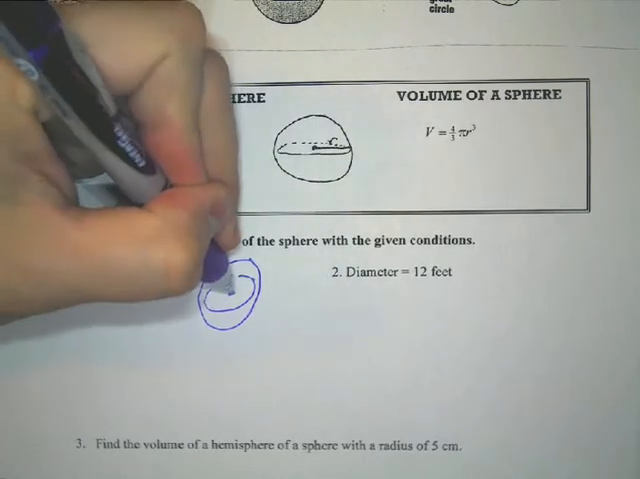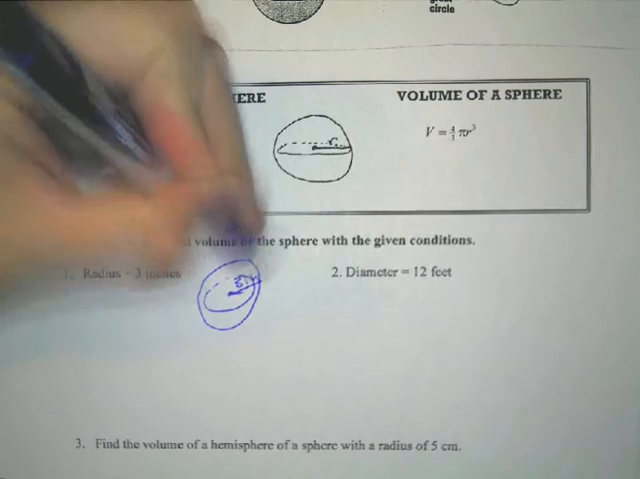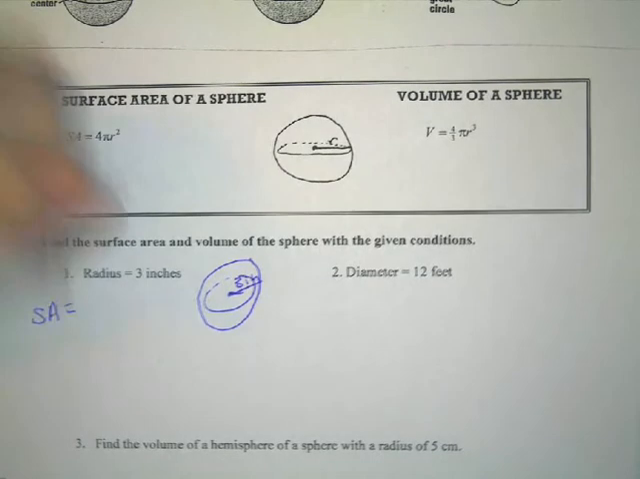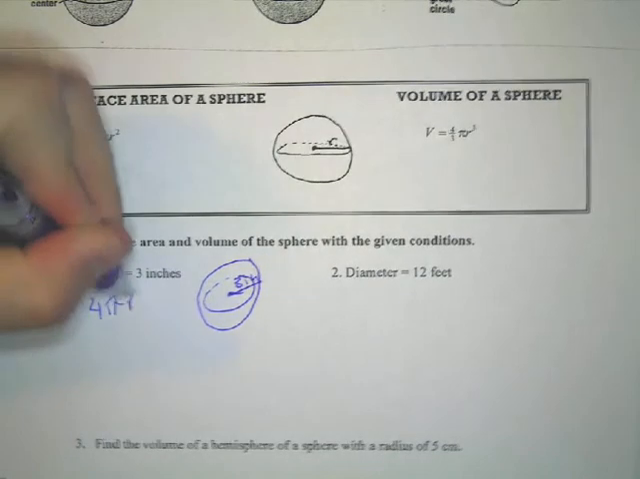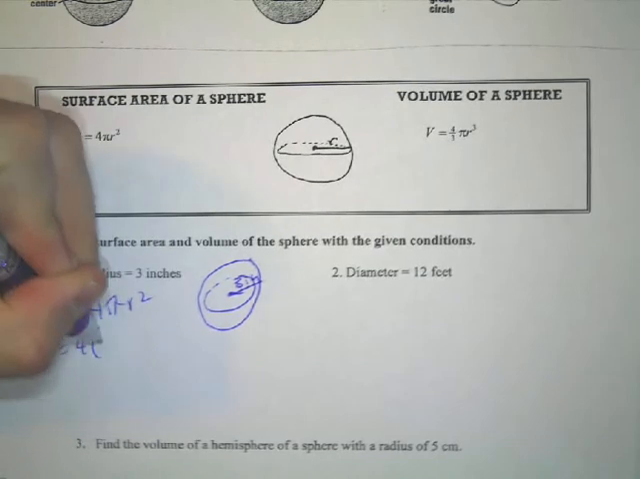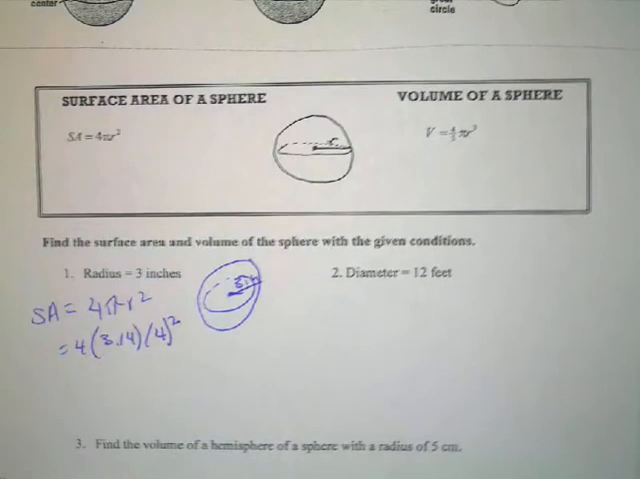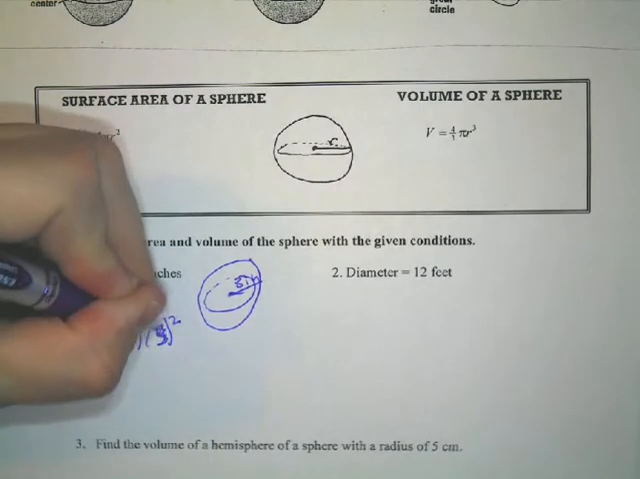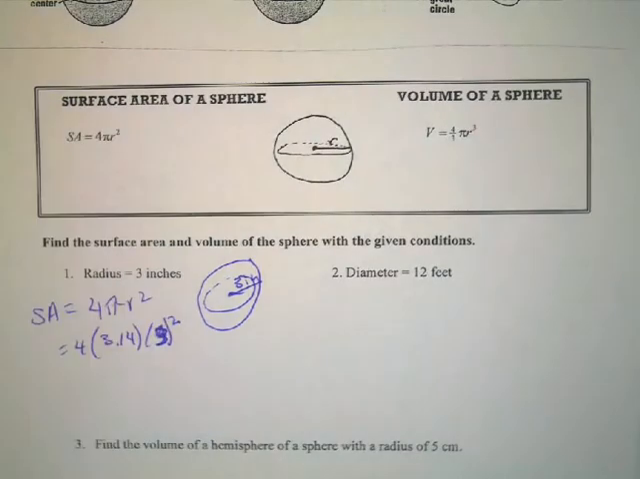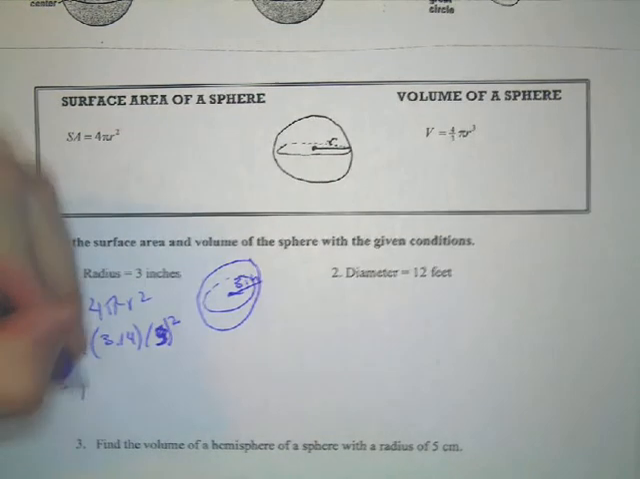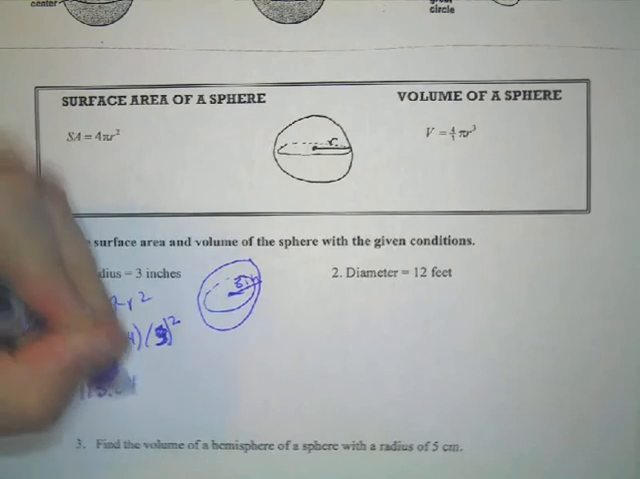The radius here is 3 inches, so the surface area is 4 pi r squared. Pi, as we know, is 3.14 times the radius squared. Oops, but the radius is 3, not 4. So 4 times 3.14 times 3 times 3 gives you 113.04 square inches.